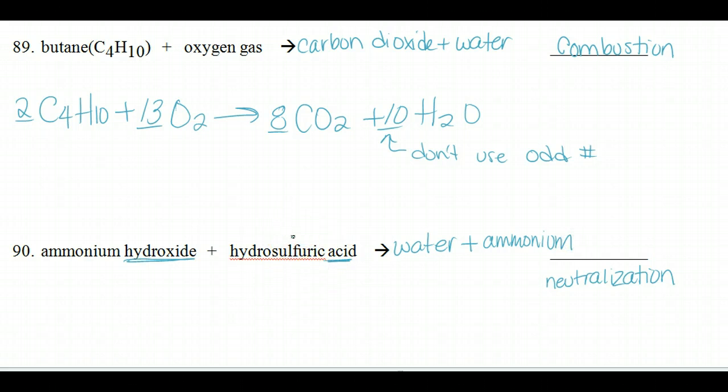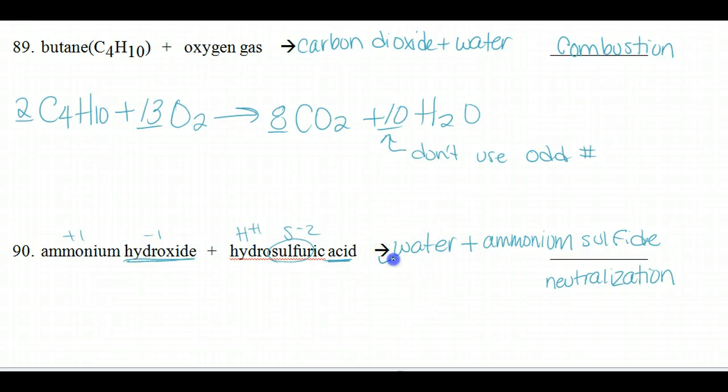Remember, your hydro-ic acids are those acids dealing with hydrogen bonded to a nonmetal. So hydrosulfuric tells me that my anion is sulfur. So I'm actually just dealing with ammonium sulfide. Okay, and so now I'm ready to write my formulas. Ammonium's +1, hydroxide's -1. Then we've got hydrosulfuric acid, hydrogen's +1, and sulfur is -2.